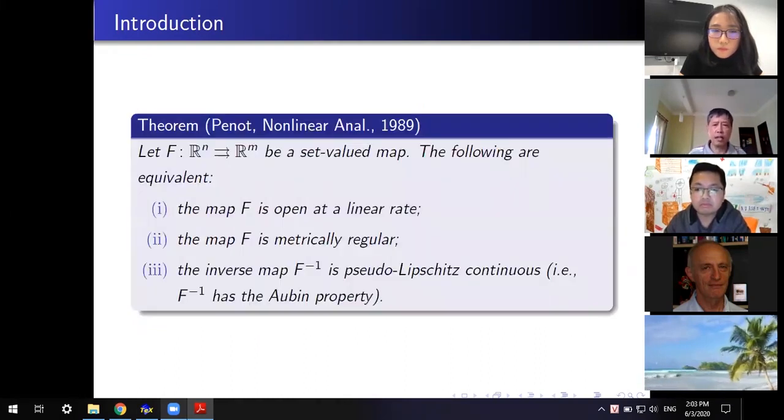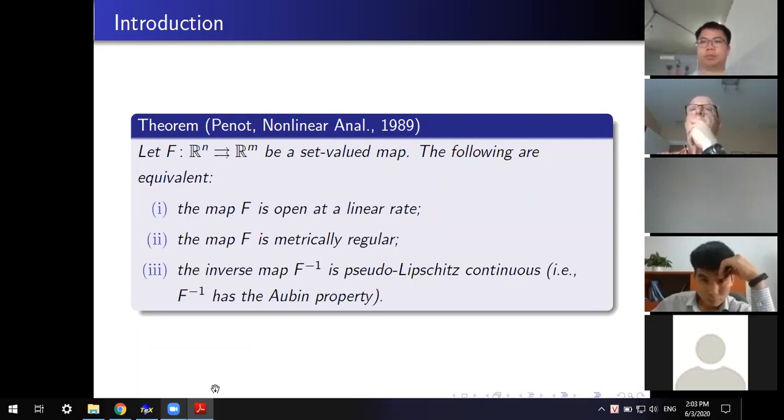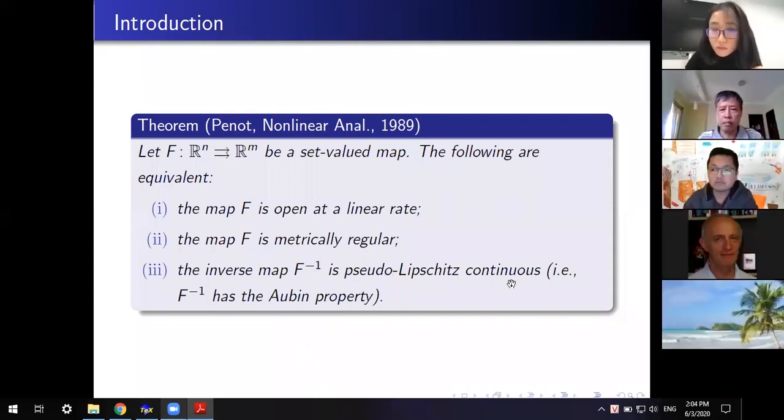Let's start with a result from a long time ago, maybe 30 years ago. We have the following theorem by Pühn. Let F be a set-valued map, then the following three conditions are equivalent. The first, F is open at a linear rate. The second, F is metrically regular. And the last, the inverse map is pseudo-Lipschitz continuous, or sometimes we say F inverse has the Aubin property.